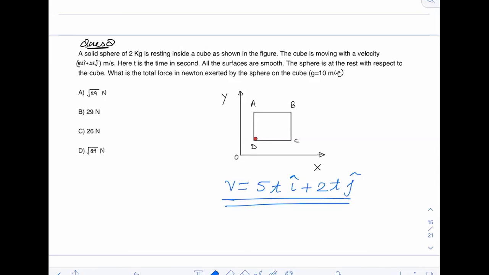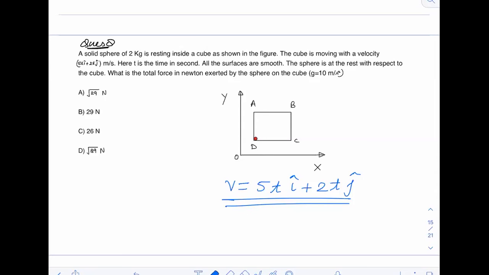Okay, see here. In this question, it is saying that a solid sphere of 2 kg is resting inside a cube. So we have a cube here, as shown in the figure, and the cube is moving with this velocity. This is the velocity of the cube, 5t i cap plus 2t j cap meter per second. Here t is in seconds. All the surfaces are smooth, and the sphere is at rest with respect to the cube.